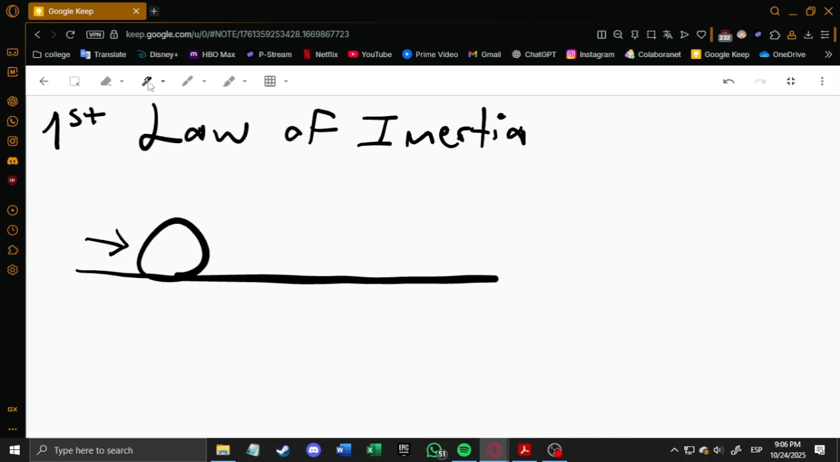forever. In real life, when you're in a car that suddenly stops, your body keeps moving forward. That is inertia in action, and that is the reason why we need to use seat belts.